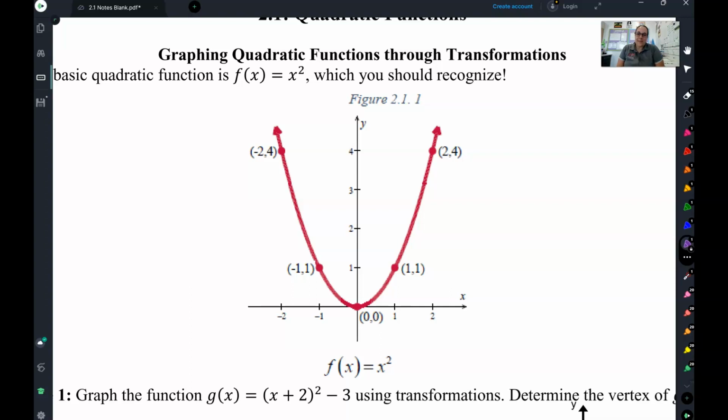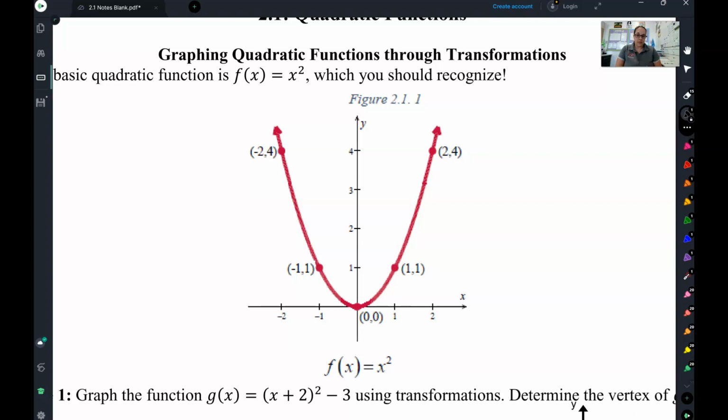Welcome to 2.1. In this lesson, we are going to learn about all things quadratic. So let's start with some vocabulary. You should know all these words, but just in case, we'll review them. So here is our basic parabola, our basic quadratic, our basic x squared function.